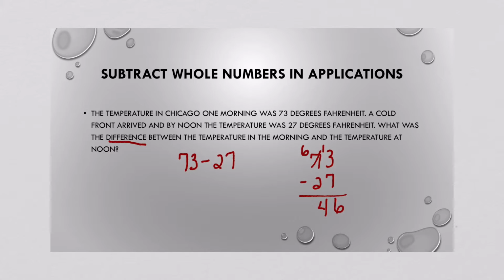Don't just write the number 46. What does 46 mean in this problem? It says, what was the difference between the temperature in the morning and the temperature at noon? So 46 degrees is the difference in your temperature. So at least do something to note what 46 means. And by putting that little bitty 0 up there in the index, that means that I'm indicating degrees here.